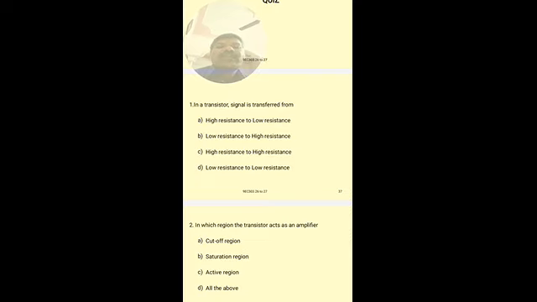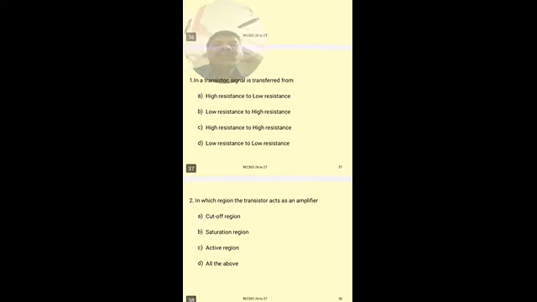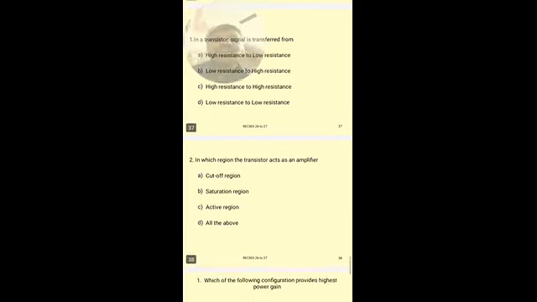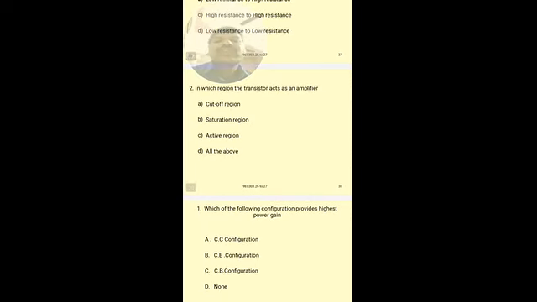Which region does the transistor act as an amplifier in? A, cutoff region; B, saturation region; C, active region; D, all of the above. The transistor acts as an amplifier in the active region. In the cutoff and saturation regions, it acts as a switch: the cutoff region is an open switch and the saturation region is a closed switch. So in the active region, it acts as an amplifier. Answer is C.